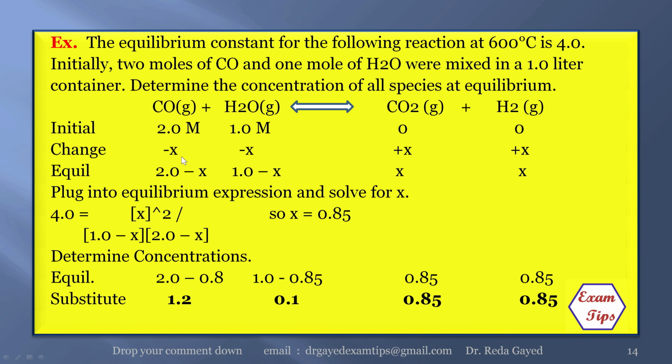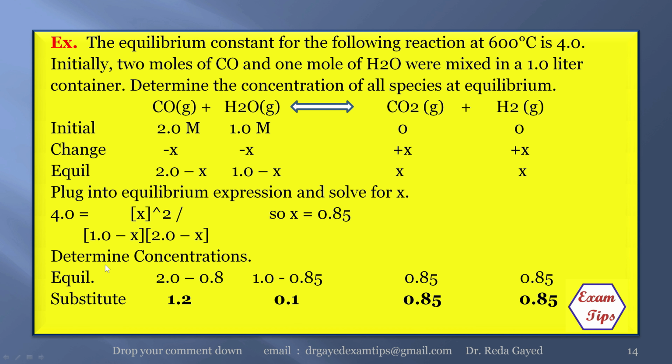At equilibrium, you can add this row with that row. So 2 minus X, and here 1 minus X, here X and X. So plug into the equilibrium expression and solve it for X. So 4, which is given, equals X squared over 1 minus X multiplied by 2 minus X. So X will equal 0.85.